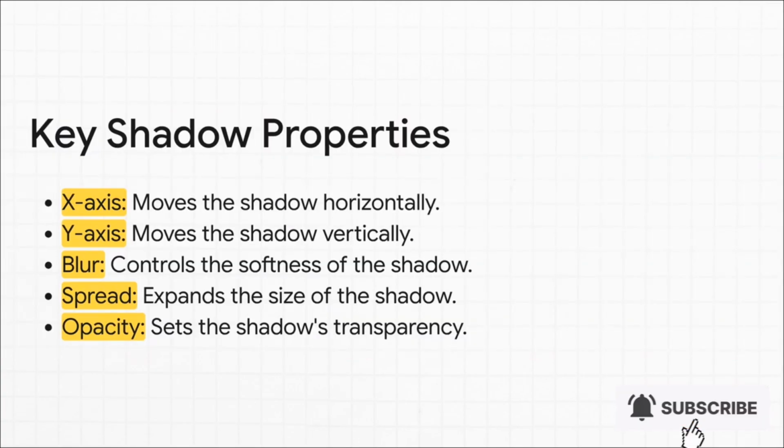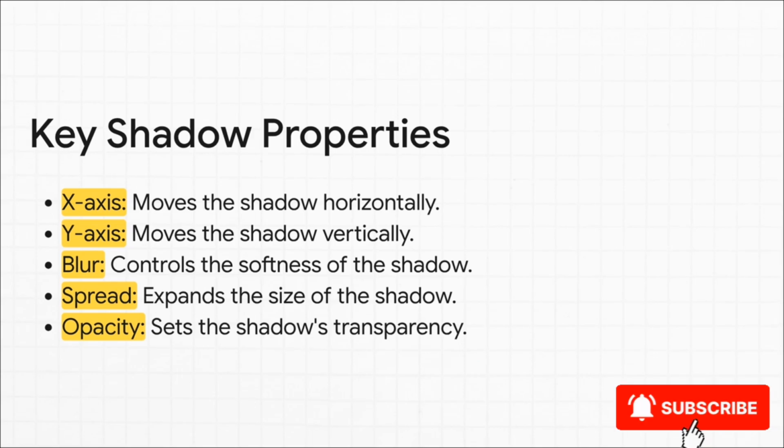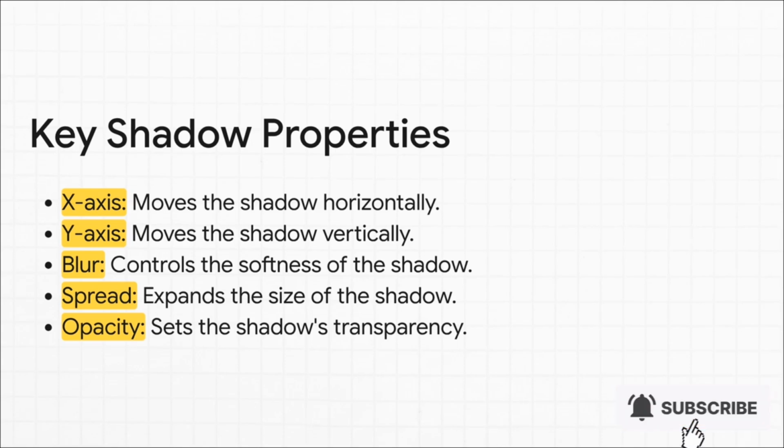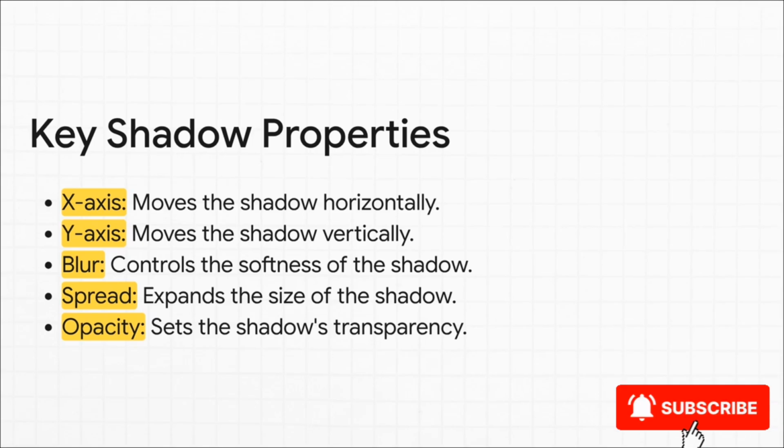Next up, drop shadows. These are absolutely crucial for creating that sense of depth. By tweaking the X and Y axis, you're basically deciding where your light source is. The blur value softens the edges for a natural look, while spread and opacity control how big and intense it is. Mastering these 5 properties is what really sells the illusion that your object is floating.